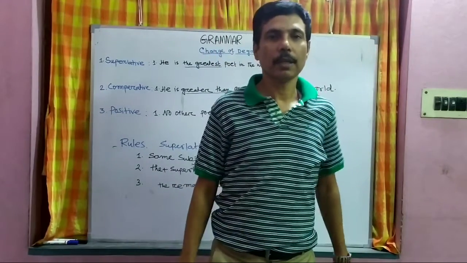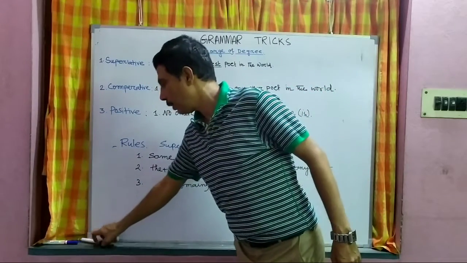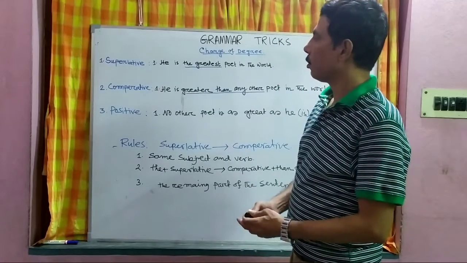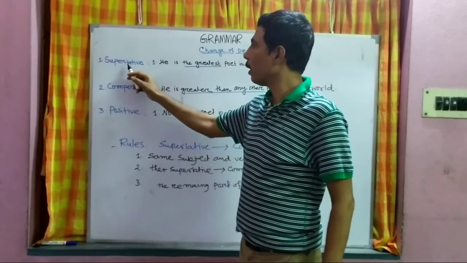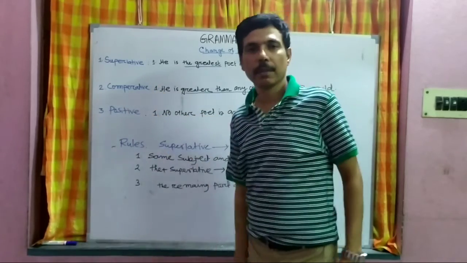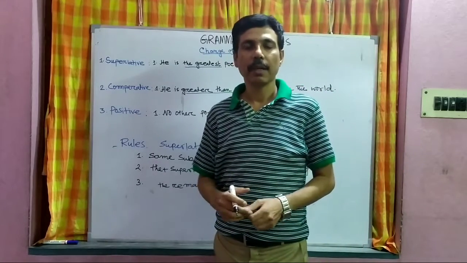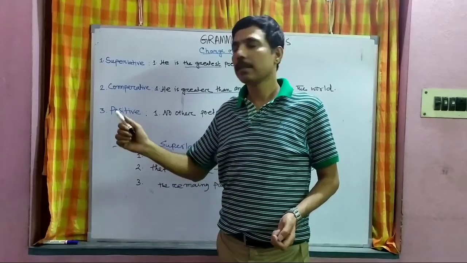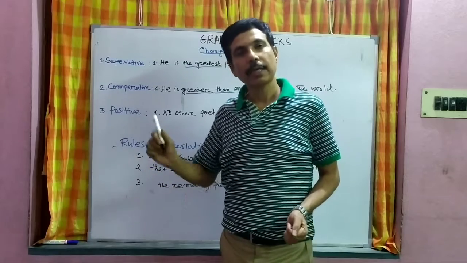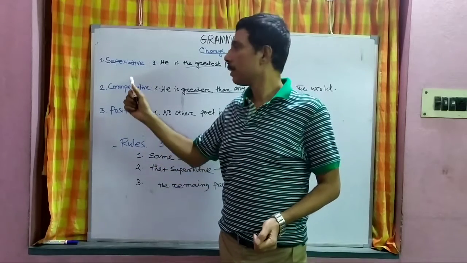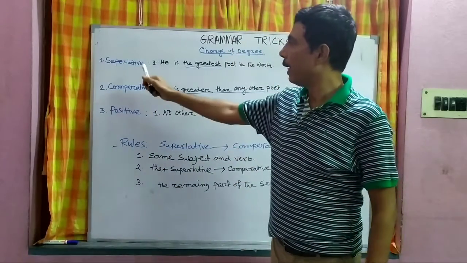Today we discuss the grammar tricks based on change of degree. You know there are three types of degree: superlative, comparative, positive. At first, how can you identify? If a sentence is given, how can you identify that it is superlative or comparative or positive? We should at first identify the sentence. Is it in superlative or in comparative or positive? So what is the identification?